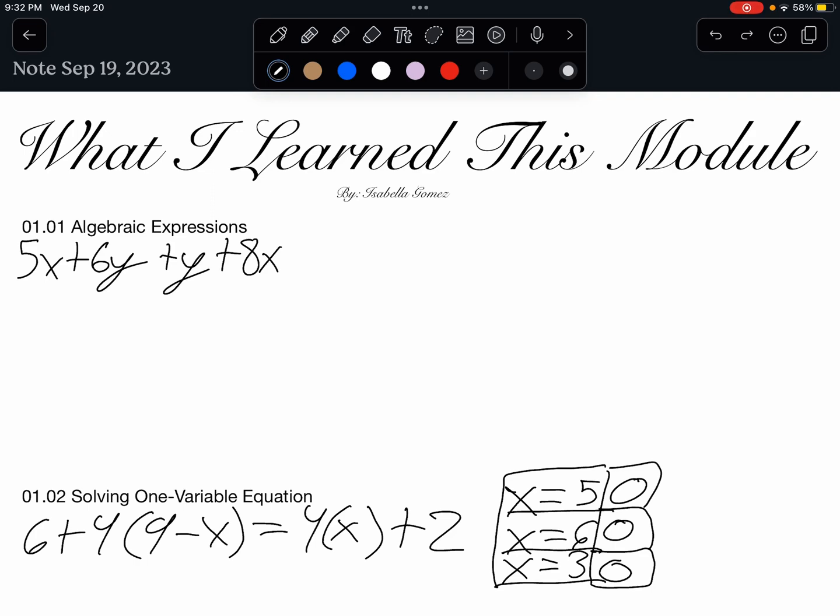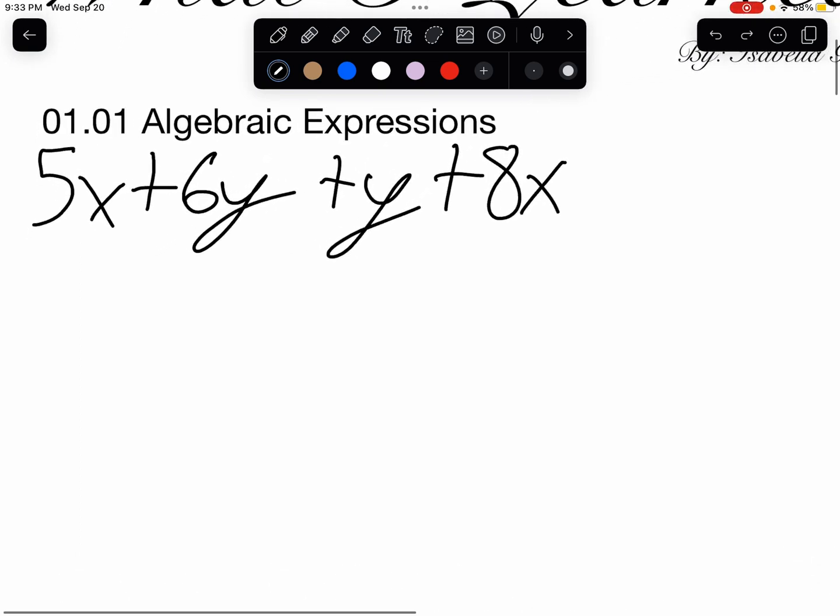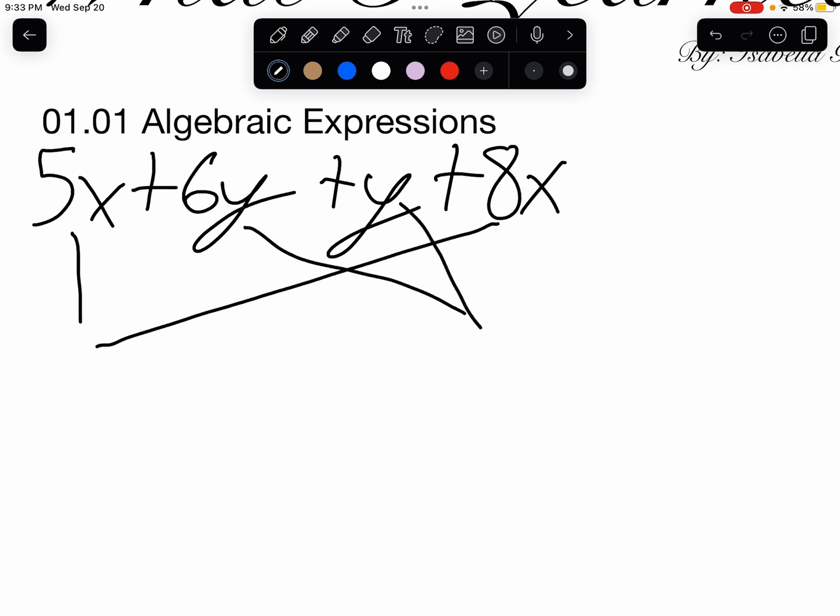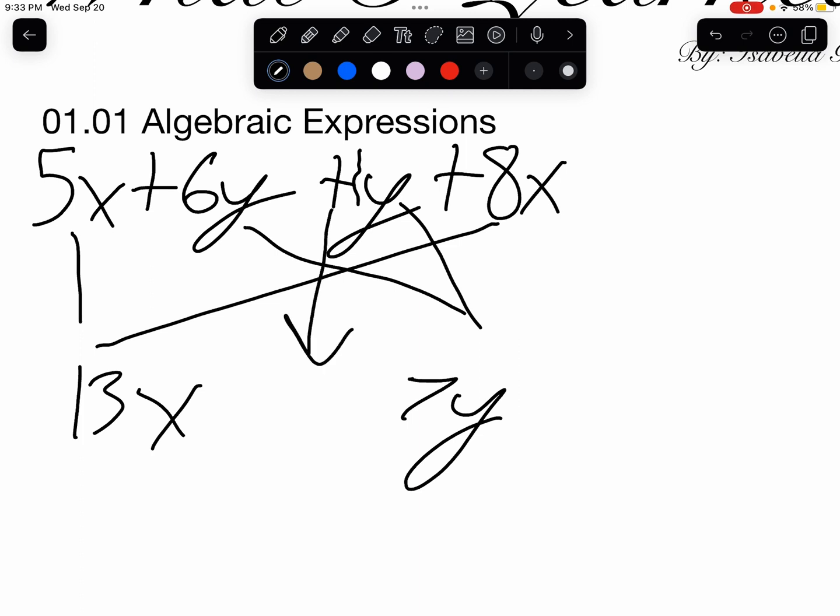In the first lesson, I learned what are algebraic expressions. In this example that I gave, you have to combine the like terms to get your answer. The like terms are 5x and 8x, and 6y and y. 5x plus 8x is 13x, and 6y plus y is 7y. You know that it is 7y because there is an invisible 1 in front of every variable. Then you bring down the sign. The answer is 13x plus 7y.